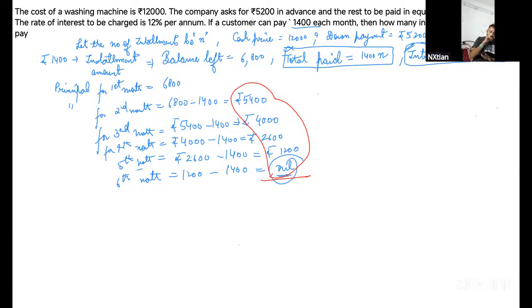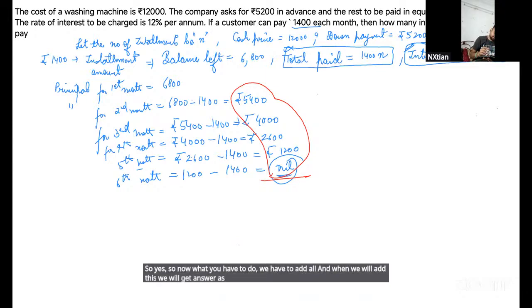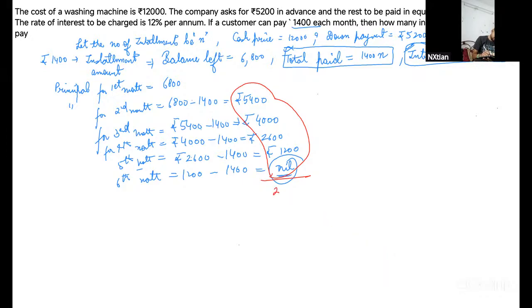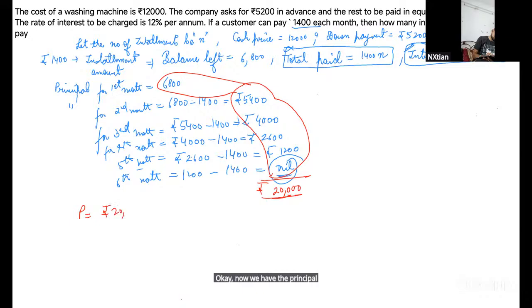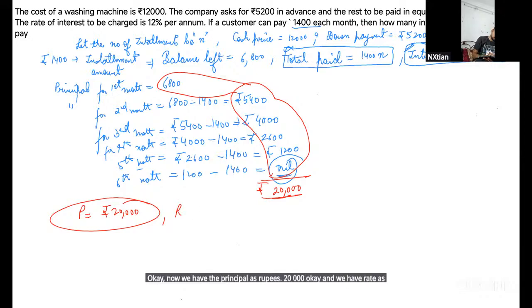Okay. So now what we have to do, we have to add all this, and when we add this, we will get the answer as 20,000. So it becomes 20,000. Now we have the principal as rupees 20,000, and we have the rate, sorry, we have all these things.